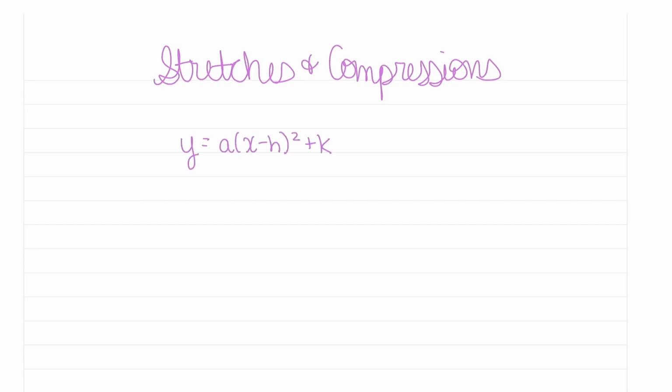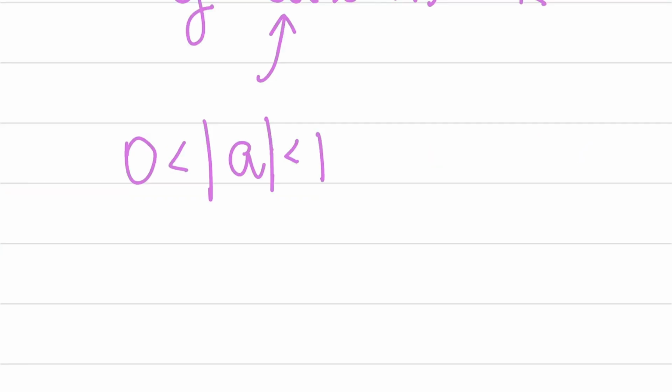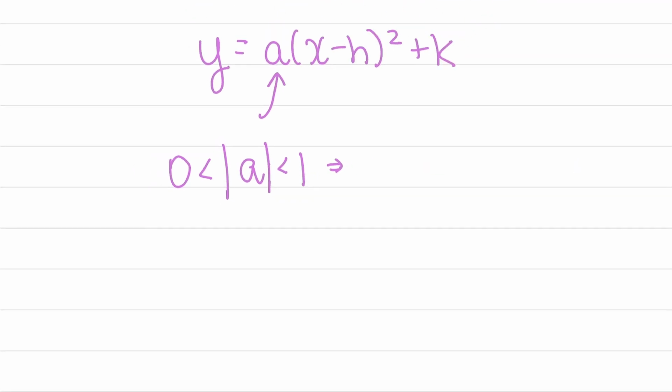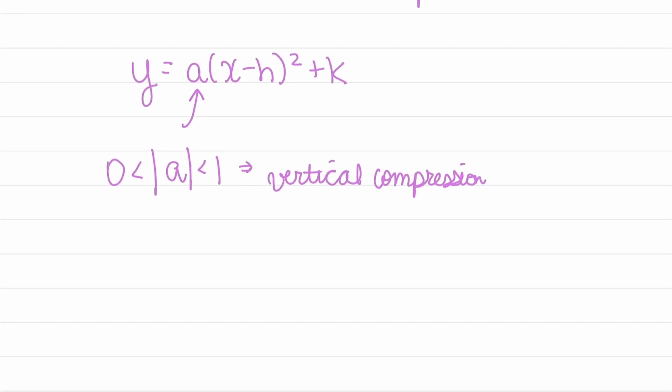This is the vertex form of our parabola. And where a stretch or compression is going to be found is this a value. If the absolute value of our a value is between 0 and 1, then this is a vertical compression. You're going to think of a hamburger where you're pressing the buns together. It's going to get wide, okay?